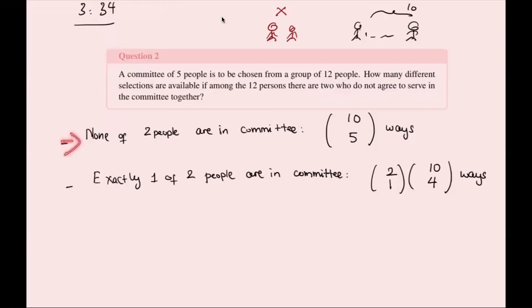In the first case, we don't include anyone from the first group, so we choose all 5 people from the other 10. In the second case, we want exactly 1 of them to be in the committee, so we can pick 1 of them. And from the remaining 10 people, we only pick 4, because we want a committee of size 5. So in total, we would have 10 choose 5 plus 2 choose 1 times 10 choose 4 ways.